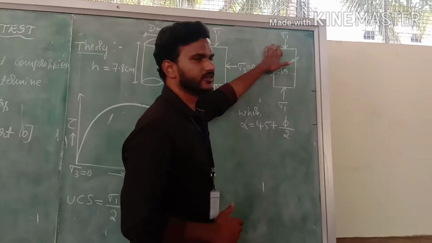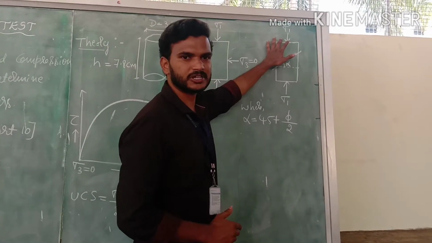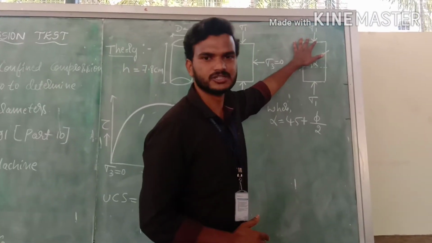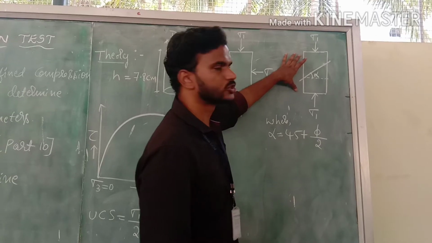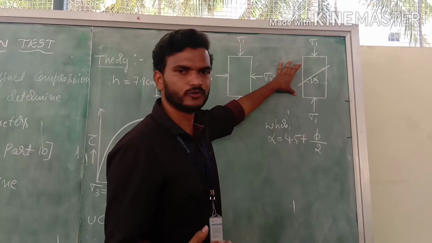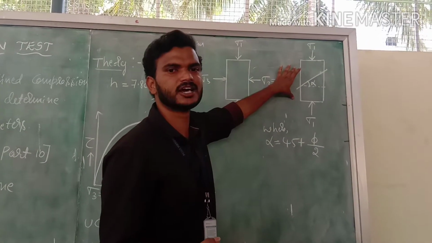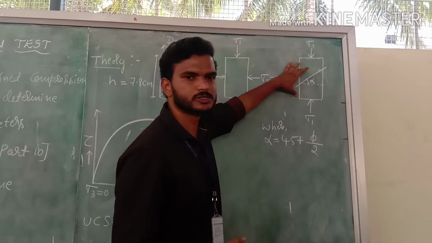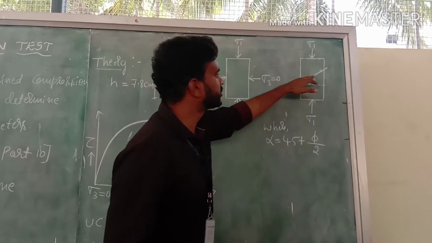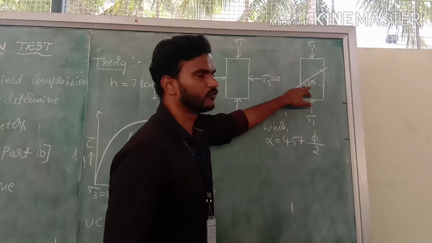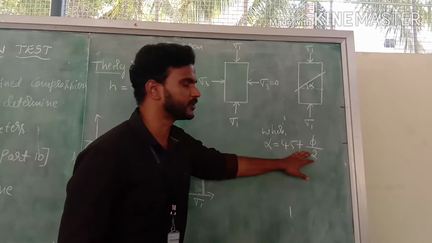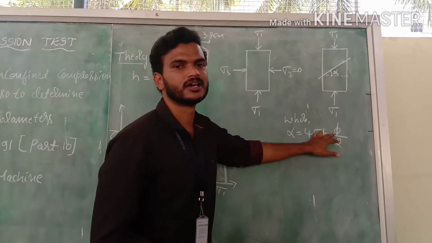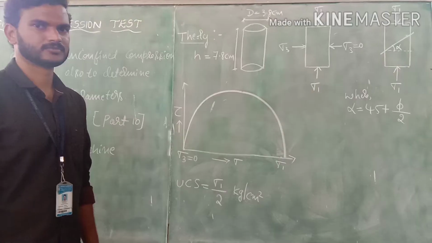Here sigma 1 is called the major principal stress, also called the axial stress. When a compressive load is applied on the specimen, the soil specimen takes some amount of load, and when it reaches the limit of equilibrium, the soil specimen fails. These failure planes make an angle alpha with respect to the horizontal, where alpha equals 45 plus phi by 2, where phi is the angle of internal friction.